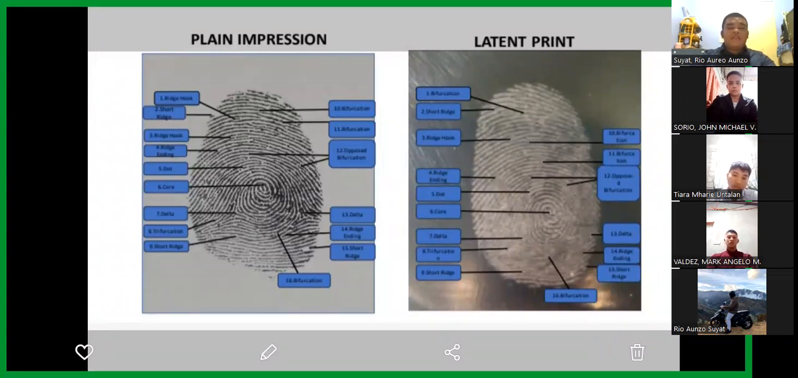Number 15 is, in fingerprint comparison, what is meant by apparent dissimilarity? A difference in the opinion of examiners can be explained.